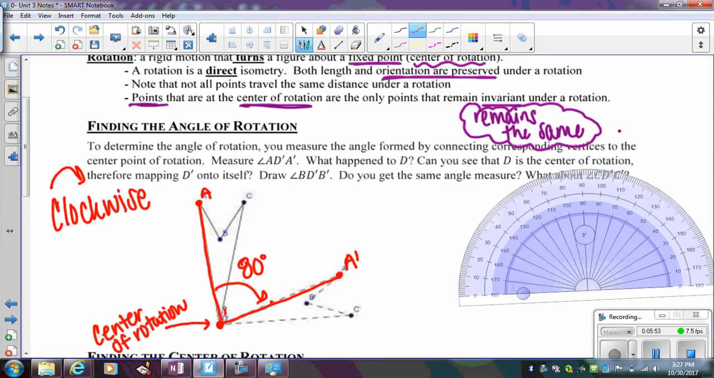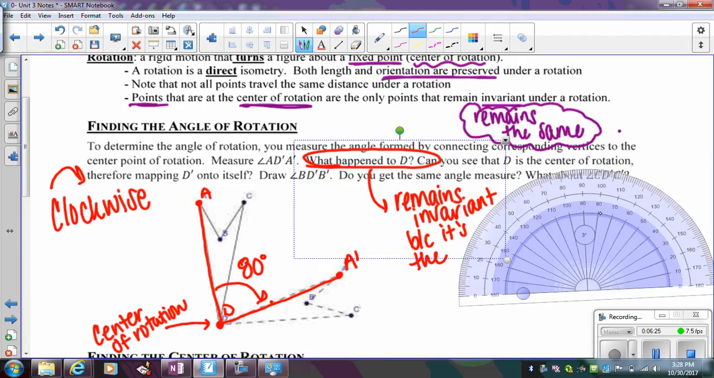And point D, remember, stayed in place there. So that's how I knew that that was the center. So if I kind of answer some of these questions, measure angle A, D prime, A prime. Well, we got that. That's 80 degrees. What happened to point D? So point D, I'm just going to answer that, remains invariant. Because it's the center of rotation.